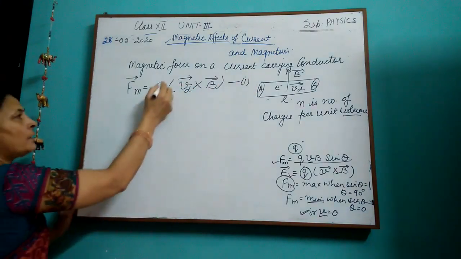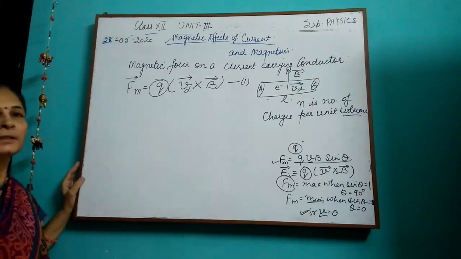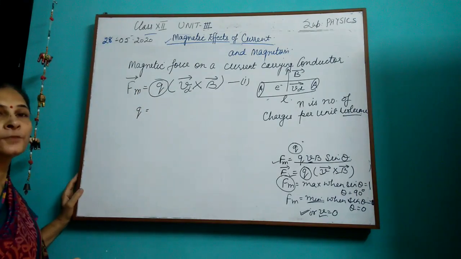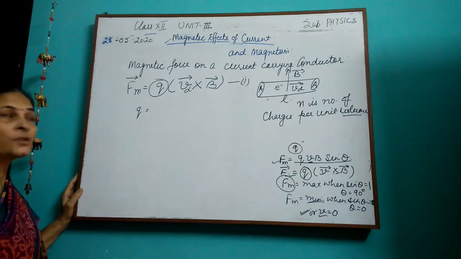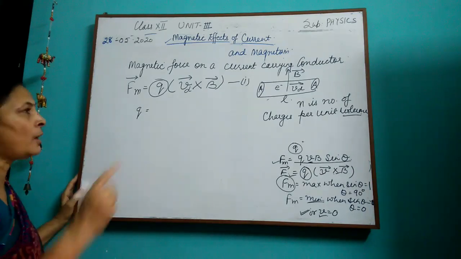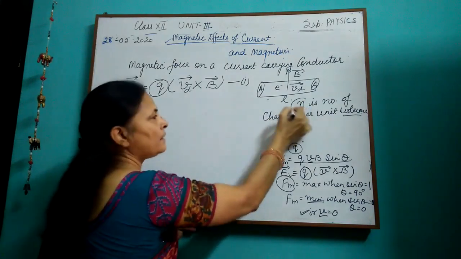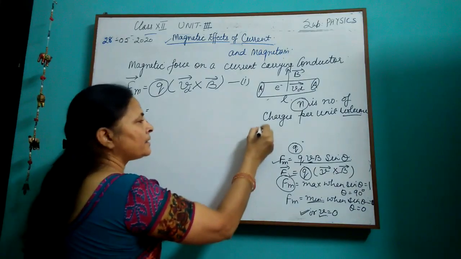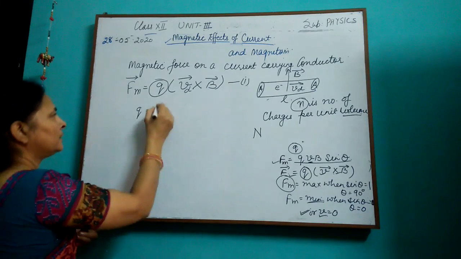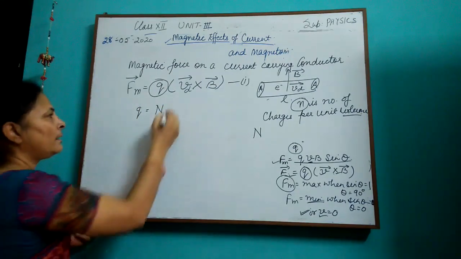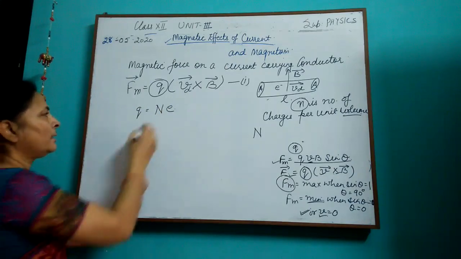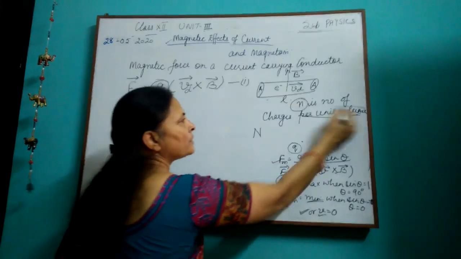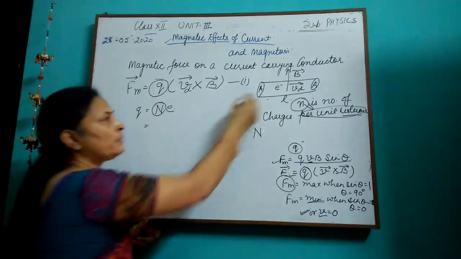So the main aim now is to find out how many charges. So Q equals what? Total number of charges multiplied by the charge on one electron. So how many charges will be there? See, n is the number of charges per unit volume. Then the total number of charges, if I take it as capital N, total charge is N multiplied by e. How many total number of charges are there now? First I'll find out the volume, because n is per unit volume. What will be the volume of this conductor?